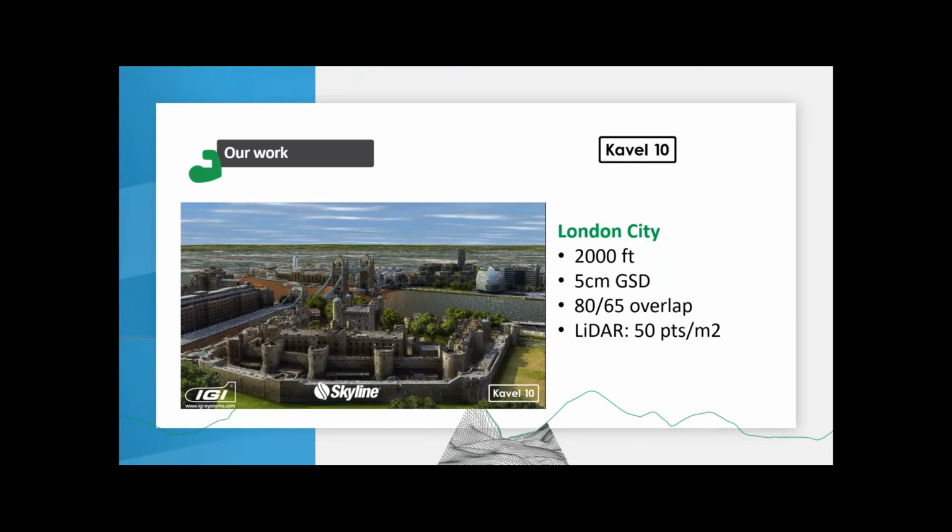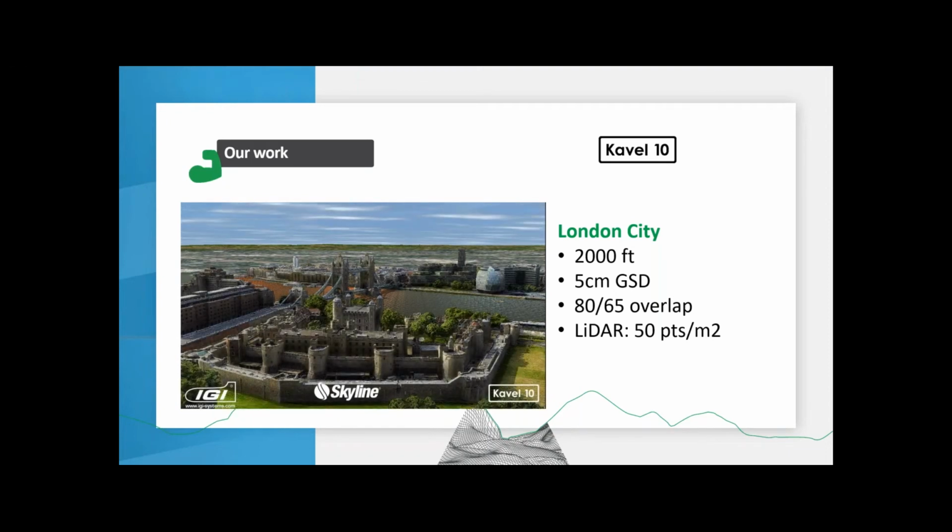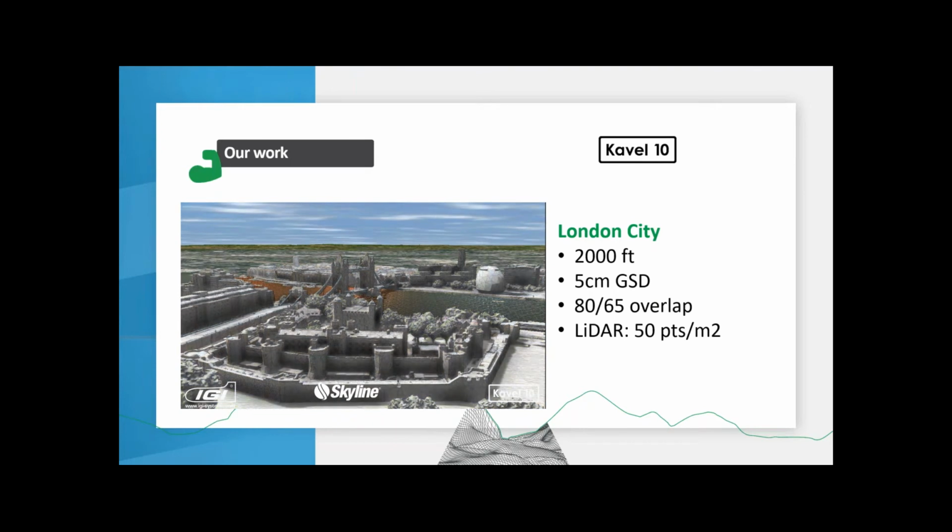This is the Tower Bridge, of course, in the center of London City. It was flown at around 2,000 feet, 600, 700 meters. We got a GSD, ground sampling distance, of 5 centimeters. The overlap in the front was 80% and side overlap 65%. That's a little bit on the low side for high-res models, but it's still looking pretty nice, I think. And that's, of course, thanks to the perfect sensor we have, and the very good software of Skyline.